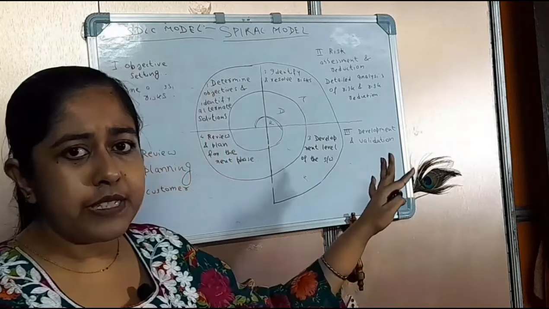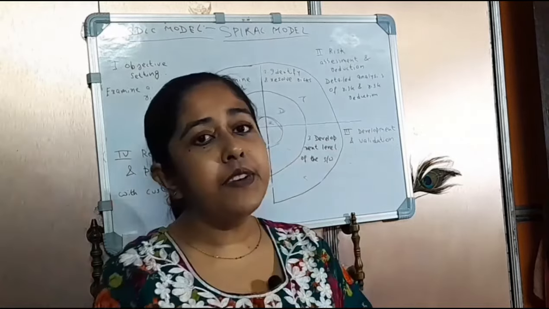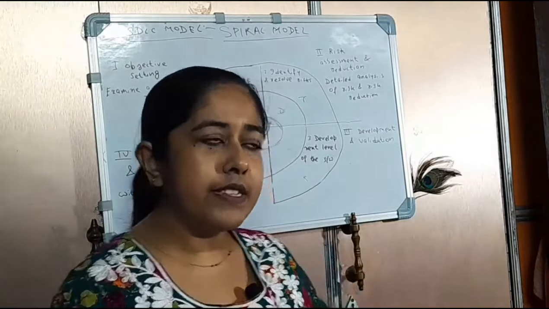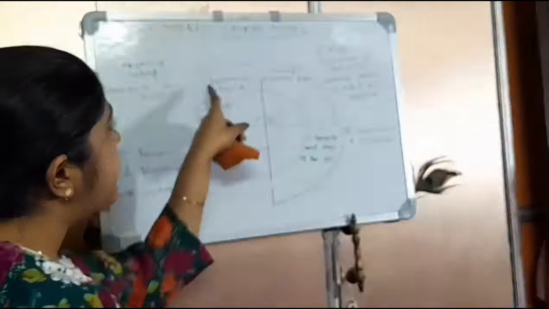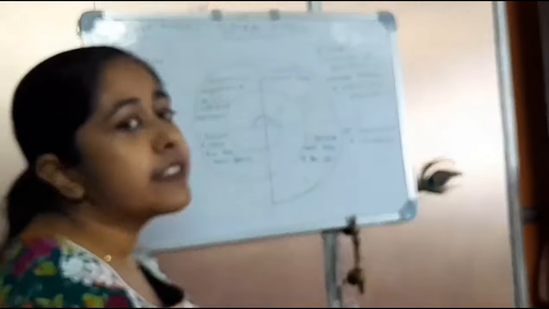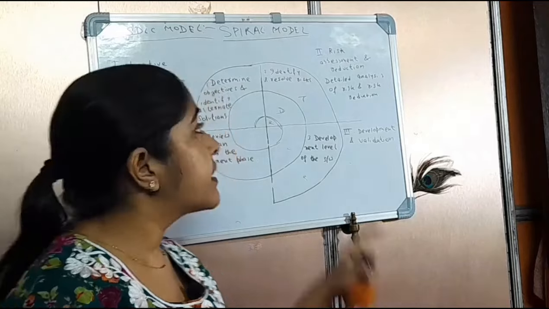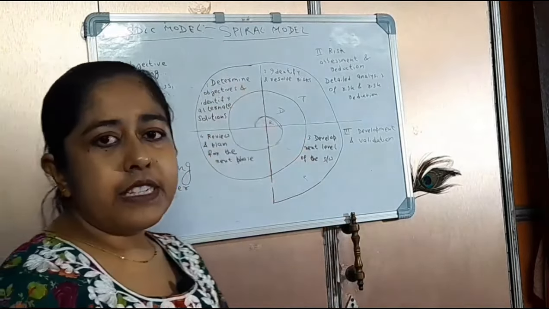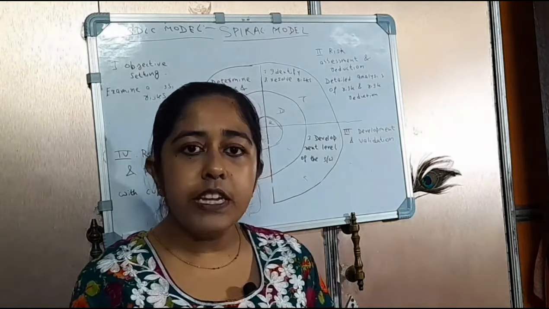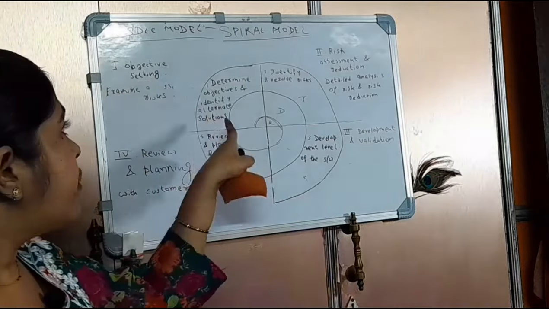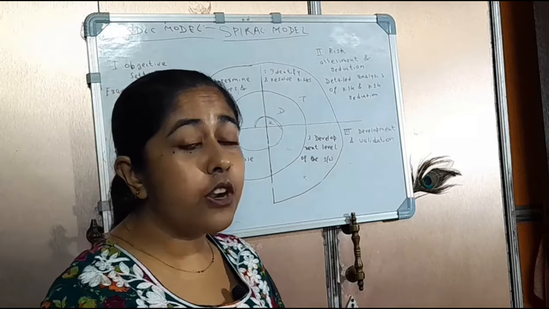These loops are for our different phases, but within these particular loops there are 4 quadrants. These loops have been divided into 4 quadrants. What are those quadrants? Let's see. The first one is objective setting: determine objectives and identify alternate solutions. Suppose this is your requirement analysis phase. The first thing is determining the objectives. You have to determine what the objectives are for your particular phase, what you are going to do in that phase. Then identify alternate solutions. What kind of alternate solutions? Why are we going for alternate solutions?